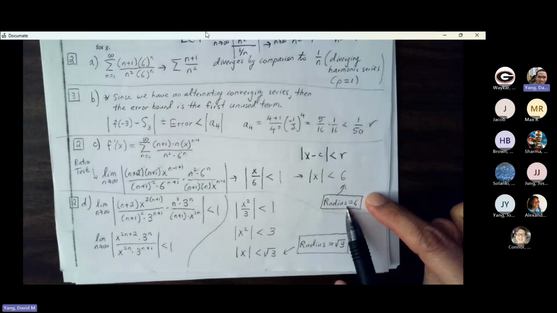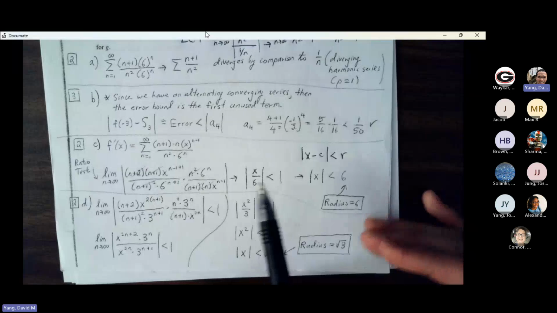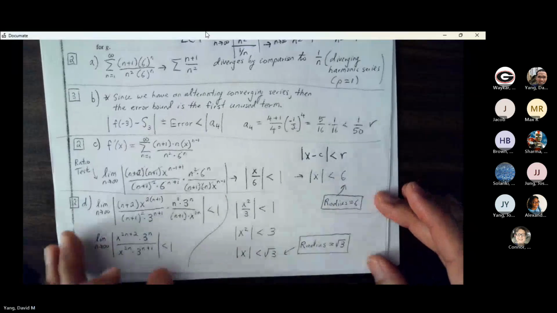My interval of convergence is more like between -6 and 6, but we don't have to test the endpoints. We don't have to do any interval of convergence because it's only asking for the radius.